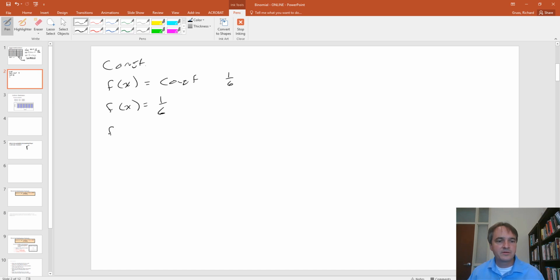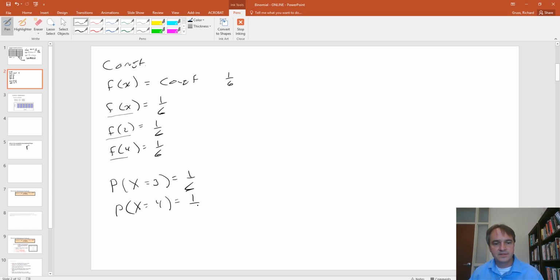No matter what you put in there, f of 2 is equal to 1/6. f of 4 is equal to 1/6. If we rewrite this function slightly so that the name of the function is p, then the probability that the random variable x takes on the value 3 is equal to 1/6. The probability that x takes on the value 4 is equal to 1/6. Not a terribly interesting function, but an easy one because it doesn't depend on x. It's always the same.